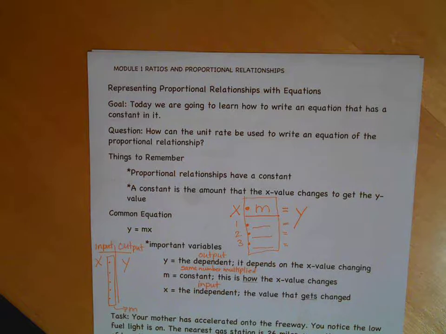How can the unit rate be used to write the equation of the proportional relationship? The unit rate is the constant. The unit rate is the m. So that's what you need to remember. Another name for constant is unit rate. Another symbol for constant and unit rate is m. So m is the same as the constant, which is the same as the unit rate. That's what you have to remember.